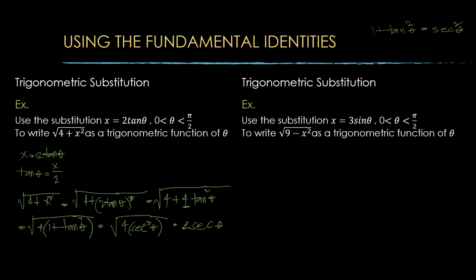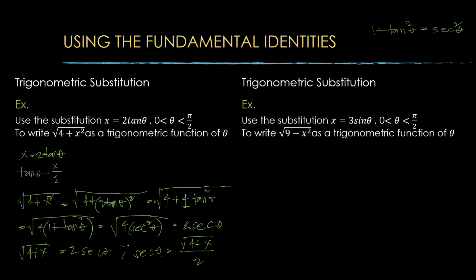Since we already know that this is equal to 2 secant of theta, the square root of 4 plus x squared is equal to 2 secant of theta. We can now find the value of secant theta. Secant theta is equal to what? The square root of 4 plus x squared, all over 2.